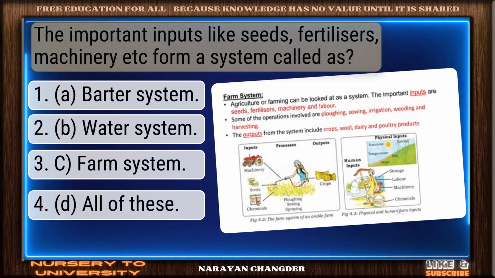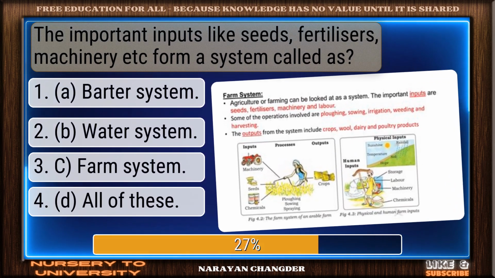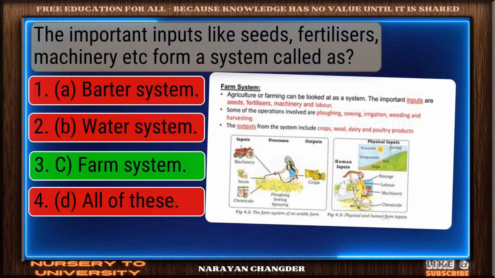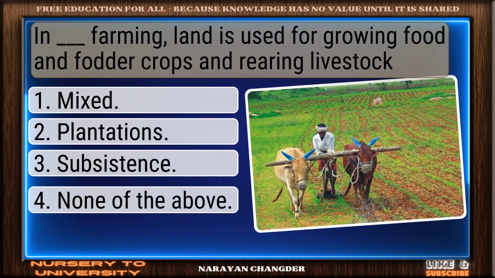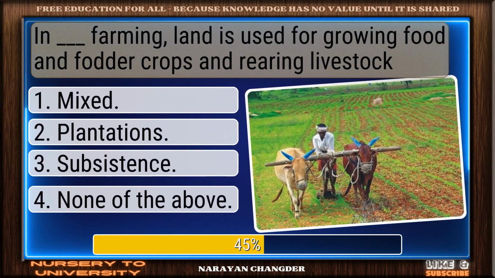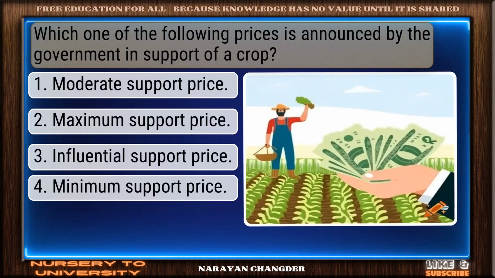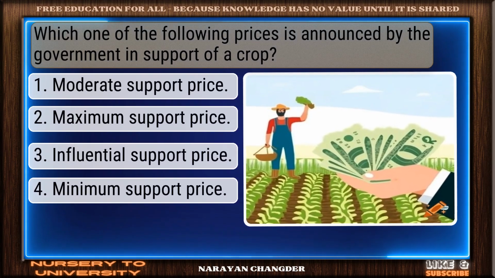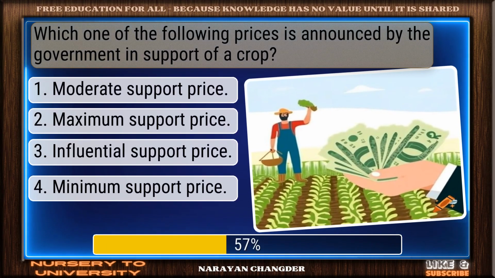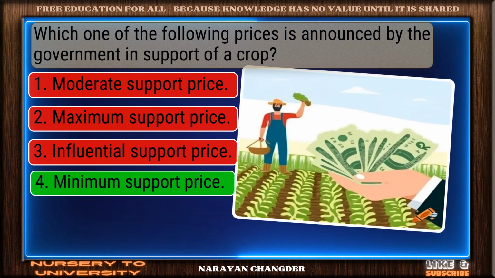The important inputs like seeds, fertilizers, machinery, form a system called as. Bravo! Farm system is the answer. In mixed farming, land is used for growing food and fodder crops and rearing livestock. Good thinking. Mixed is right. Which one of the following prices is announced by the government in support of a crop? Well reasoned. Minimum support price is correct.